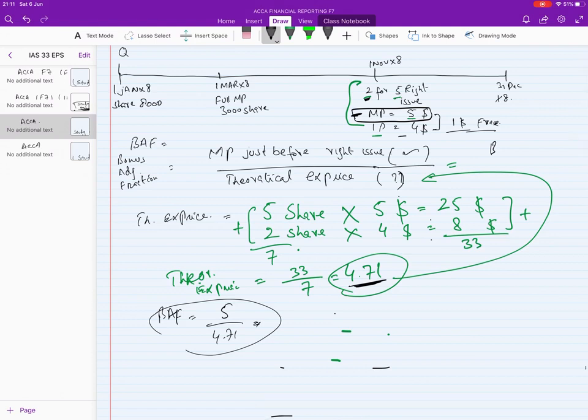After this you can calculate the weighted average number of shares. Let's calculate the weighted average number of shares. So you were having 8,000 shares before. It means the company had 8,000 shares before.